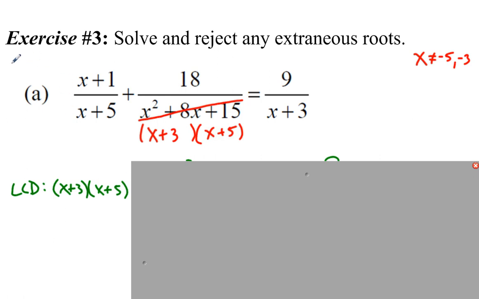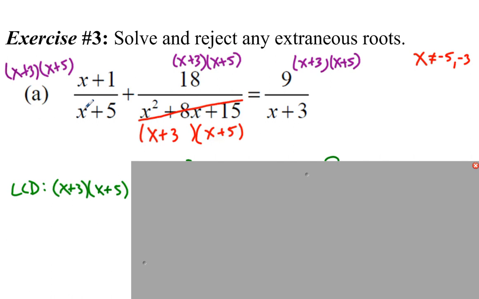Multiply each one of them by x plus 3, x plus 5. I'll use some purple here. X plus 3, x plus 5. Multiply that by all three. So we're going to eliminate all our fractions. The x plus 5 divides out, x plus 3 and x plus 5 divide out in the middle, and x plus 3 all by itself divides out. Nice. Notice all my denominators are gone. I just have the top part left. Doesn't mean it's easy, but it sure got a lot better.